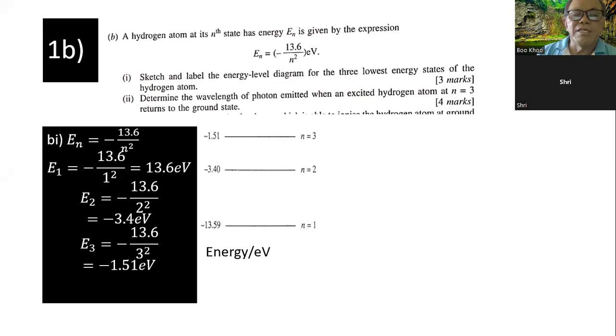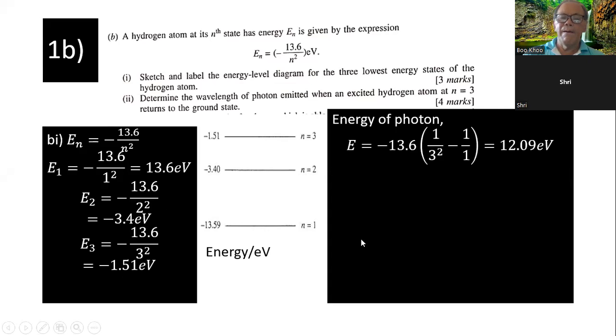Determine the wavelength of the photon emitted when the excited electron atom at n equals 3 returns to ground state. Right? Remember, ground state is 1. So basically, you already calculated that. Or you can just use the equation, n3, n1. Subtract that, get electron volt. Convert it to joule.